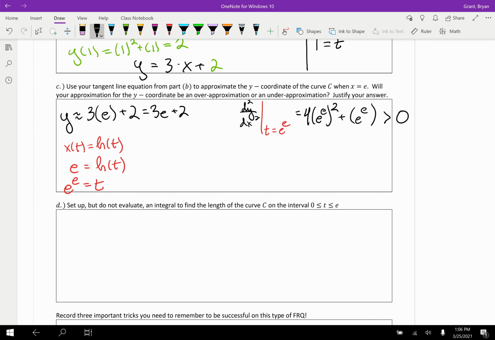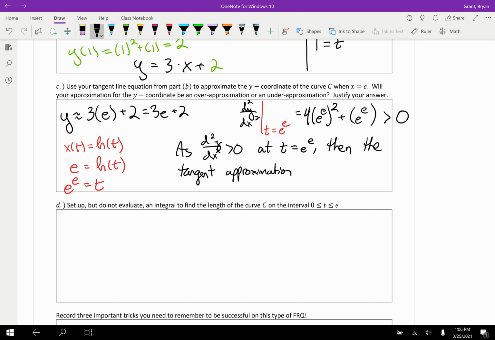Okay, so how do we conclude with this? Well, as d squared y over dx squared is greater than 0, I should probably say at time equals e to the e, then the tangent approximation, what does it do? Let's see, greater than 0, that means concave up, the tangent line's below, is an under approximation. Nice. Not too bad, right? A little tricky there, kind of some weird values, but it works.